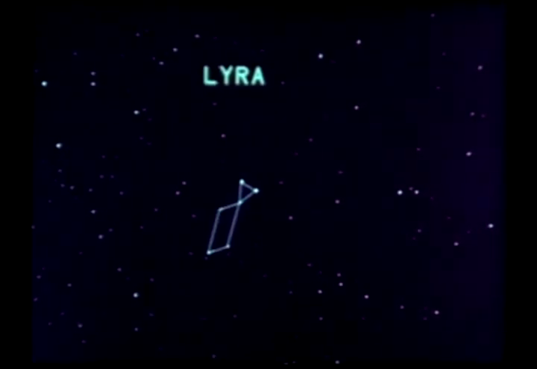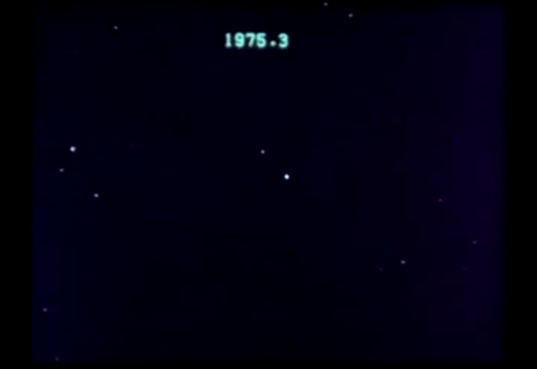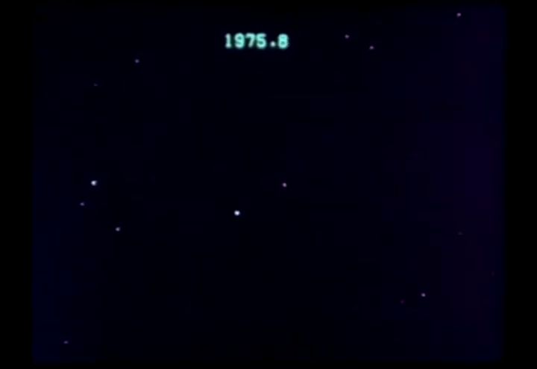Here in the constellation of Lyra, the Harp, is the bright star Alpha. It's also called Vega. We'll look at Vega with a magnification of 30,000. With this much magnification, we should be able to see the proper motion in a relatively short time. Let's start in 1975. Our time rate is 5 seconds per year.